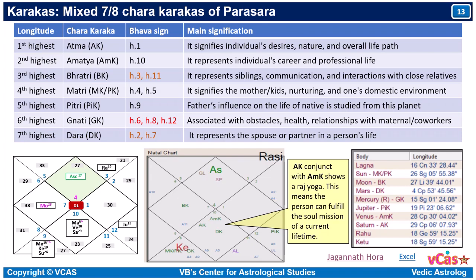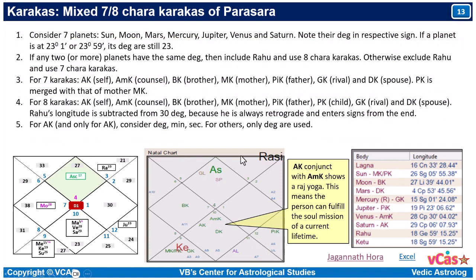Now let's see when to use the 8 Charakaraka. So we have the rules here which we can go through. Simply consider planets from Sun to Saturn and see if any of the degrees match. Here we see all the degrees are distinct. Therefore, Rahu has been excluded.